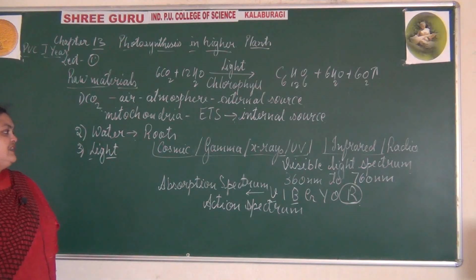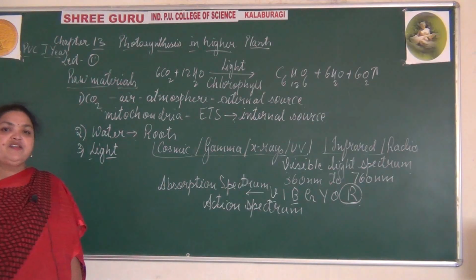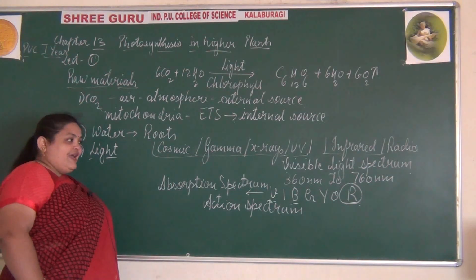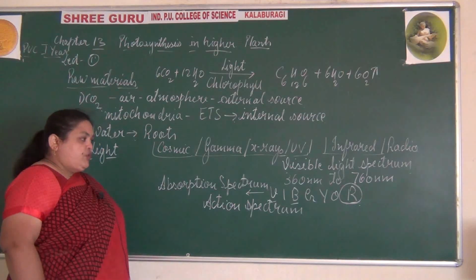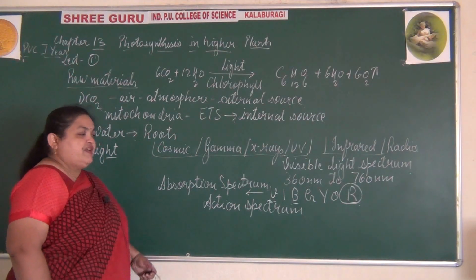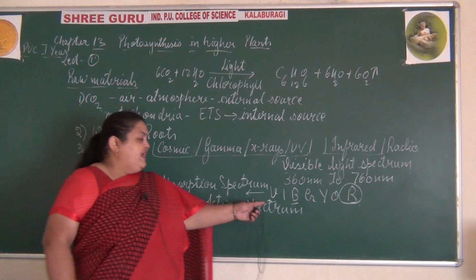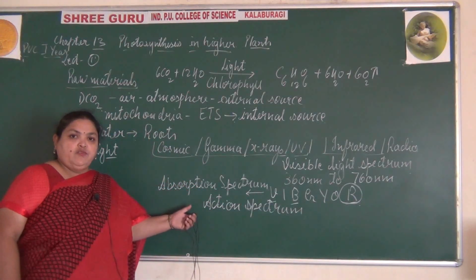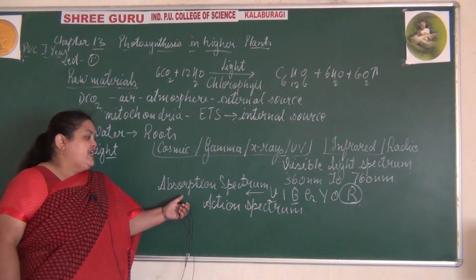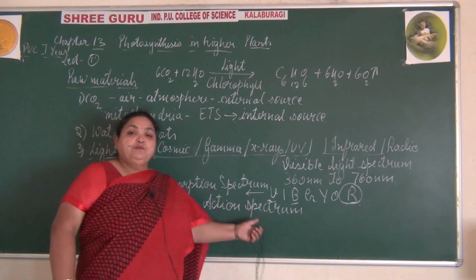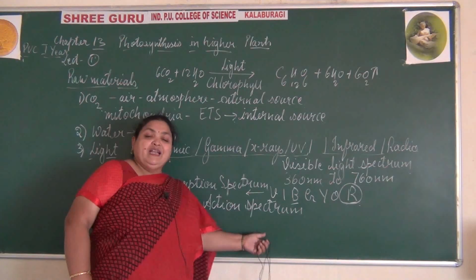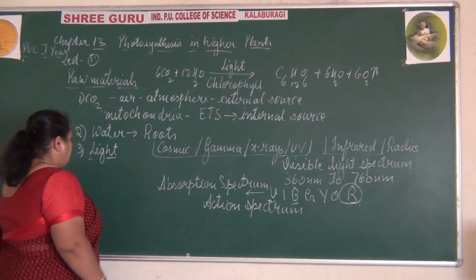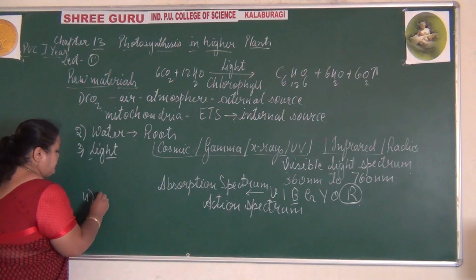So in light there are different radiations of rays, but the visible light spectrum is the one being used, which contains the rainbow colors. In that, violet, blue and red are used for the process of photosynthesis. So it is regarded as the absorption spectrum, and red is widely used, so it is called the action spectrum. Then the fourth one is pigments.